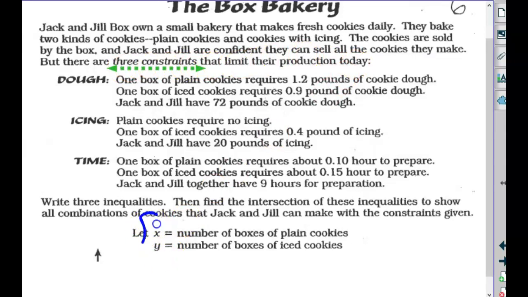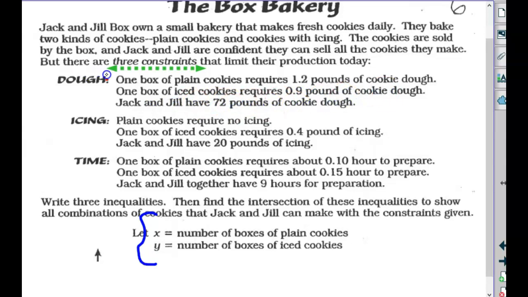I'm gonna jump down here. It says X is the number of boxes of plain cookies they make, and Y is the number of boxes of iced cookies, okay? 1 box of plain cookies requires 1.2 pounds of cookie dough, and 1 box of iced cookies requires 0.9 pounds of cookie dough, and they have 72 pounds of cookie dough to work with.